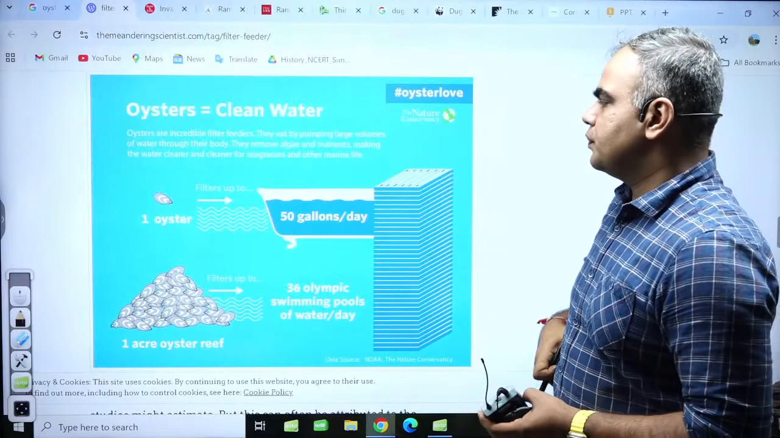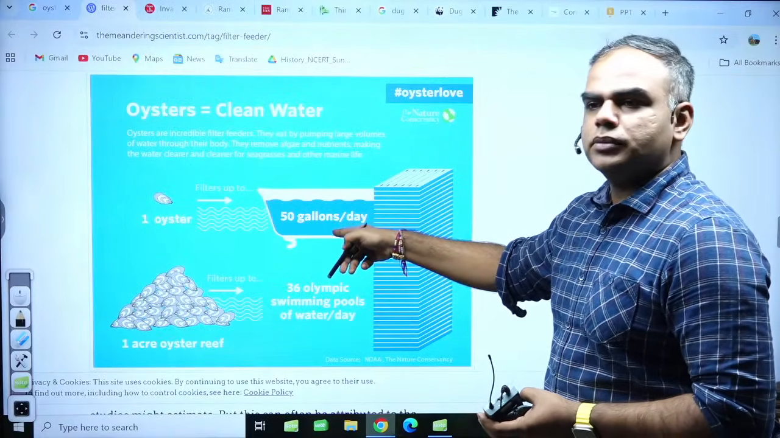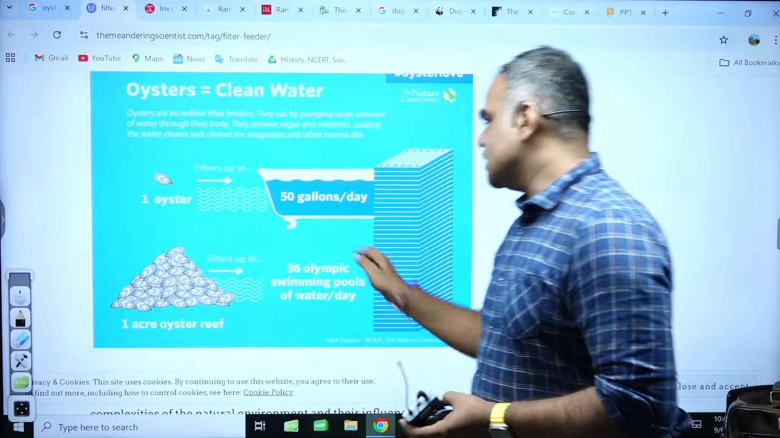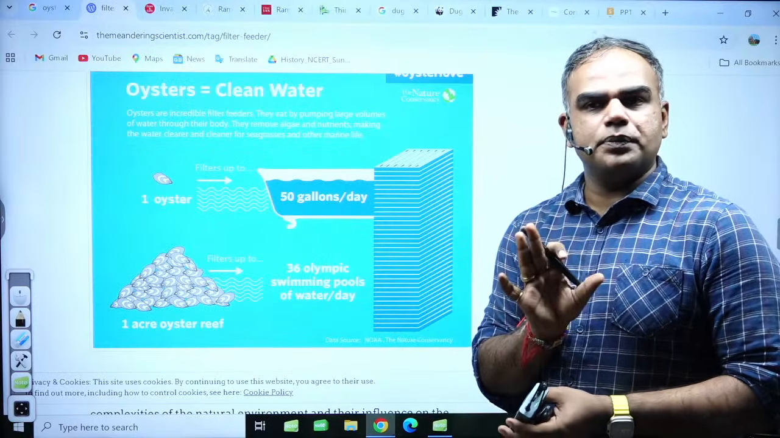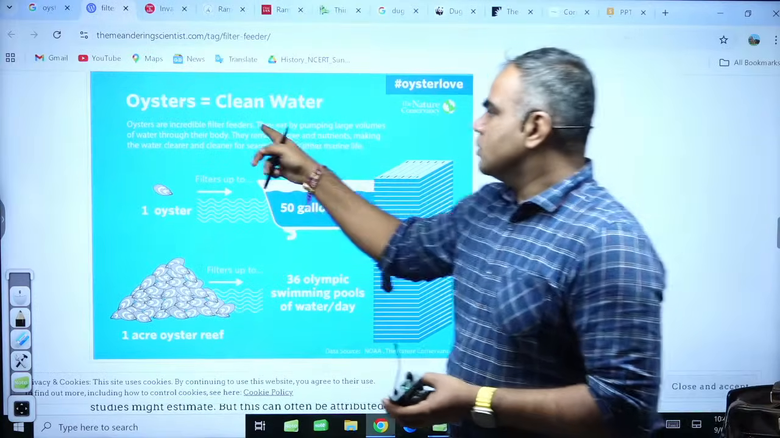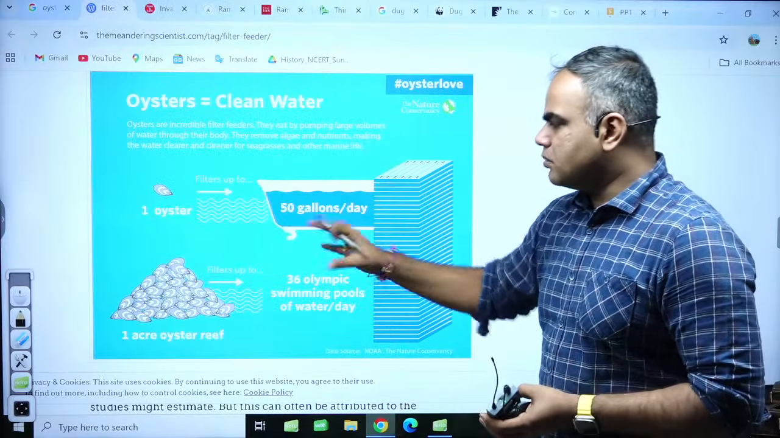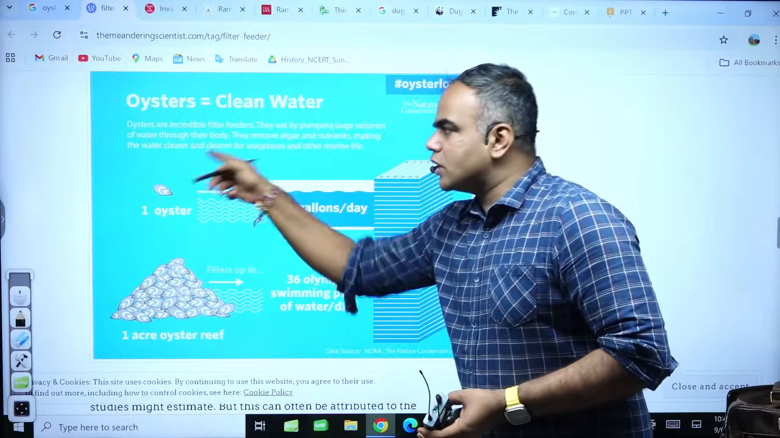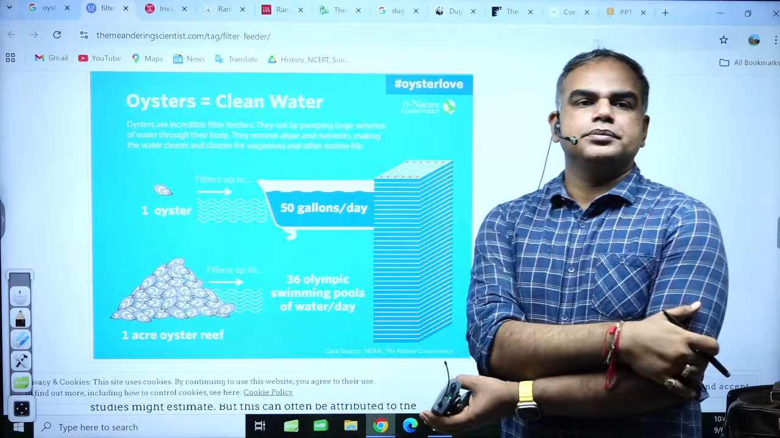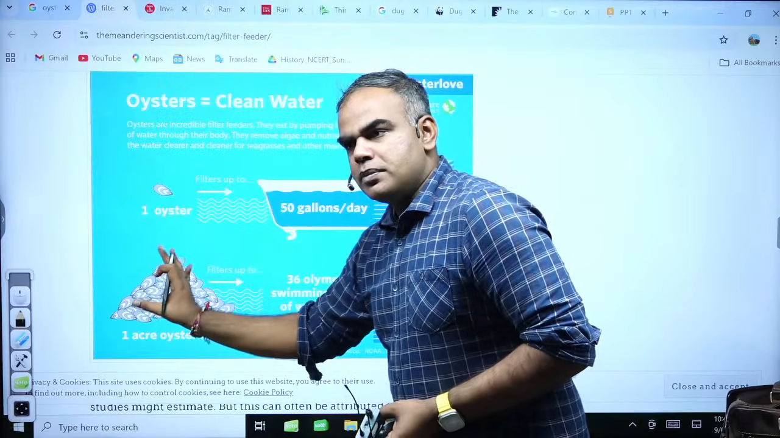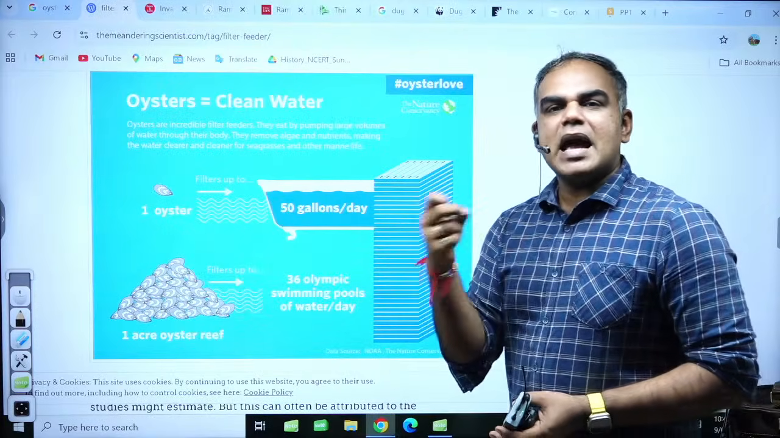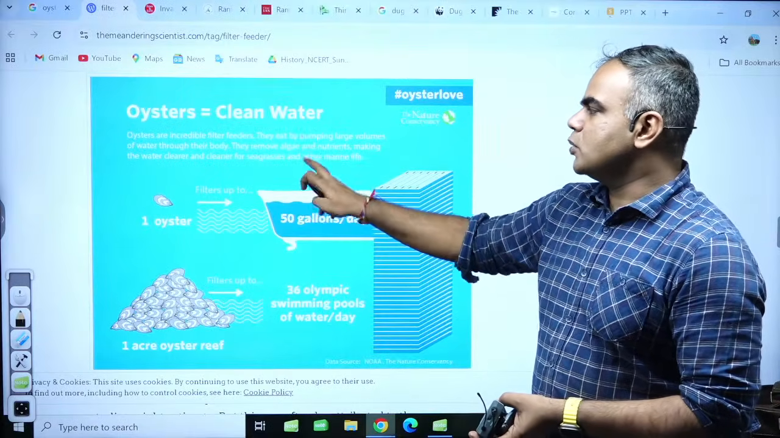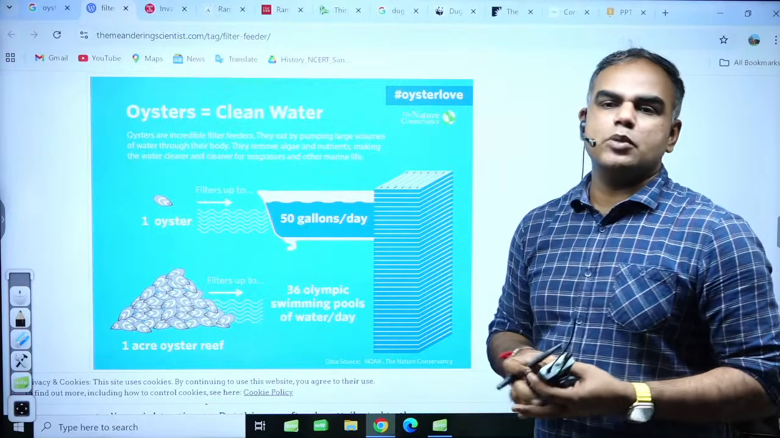just see, okay? They can filter up to 50 gallons per day, and let's say 1 acre of oyster reef, 36 Olympic pools. ये fact हमें नहीं कोई पूछने वाला, okay? But this is just to tell you that a lot of water goes through them. They remove the algae and nutrients, so they make the water clean and clear. जितना भी excess nutrients and the algae, they are able to absorb it. So इसीलिए ये बनता है oysters is equal to clean water. Okay? This is something that you will remember.